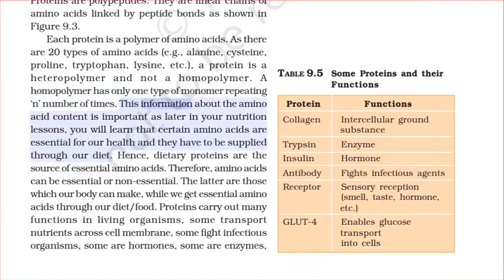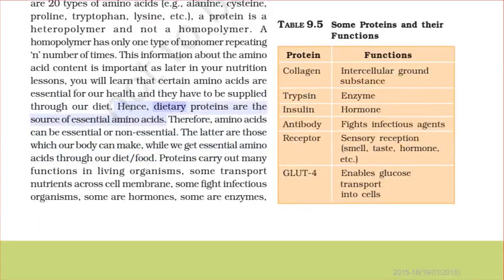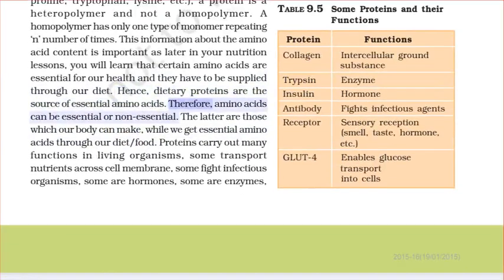This information about the amino acid content is important as later in your nutrition lessons, you will learn that certain amino acids are essential for our health and they have to be supplied through our diet. Hence, dietary proteins are the source of essential amino acids. Therefore, amino acids can be essential or non-essential.